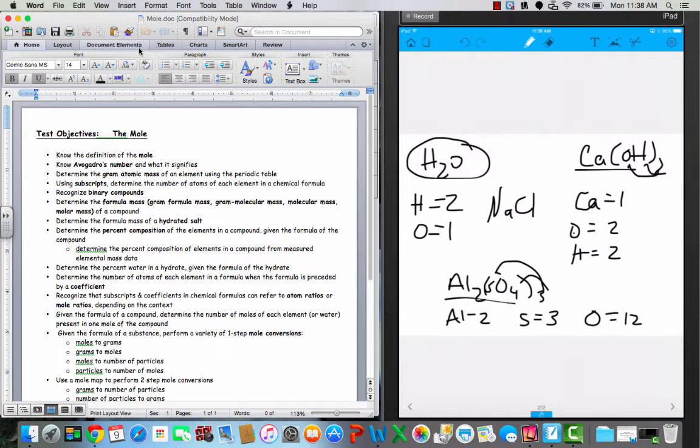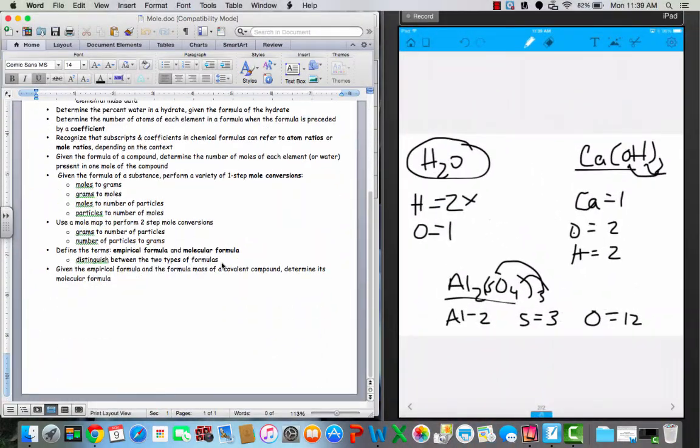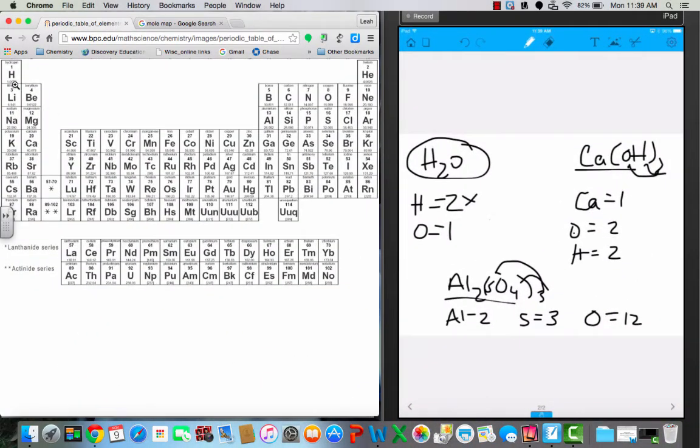If you look at the next bullet, determine the formula mass, gram formula mass, molecular mass, molar mass of a compound. Now, those words are all there in parentheses because they all are the same thing. Basically, all you're doing from the periodic table is just looking up the gram formula mass and then multiplying that by however many atoms you have. So if we look at water, the molar mass of hydrogen is 1 and oxygen is 16, and so the formula mass of water is 18 grams.